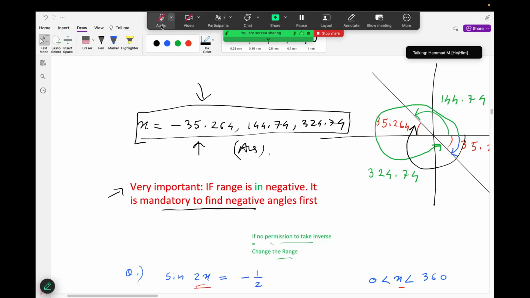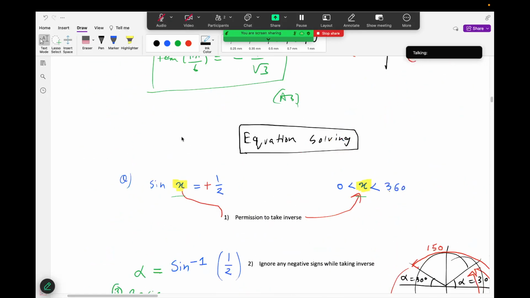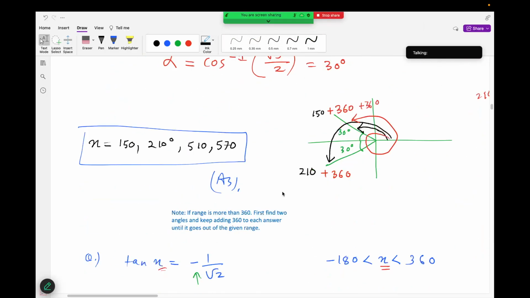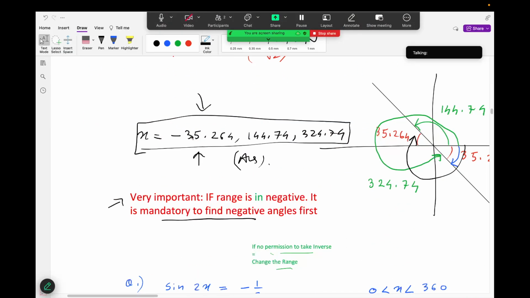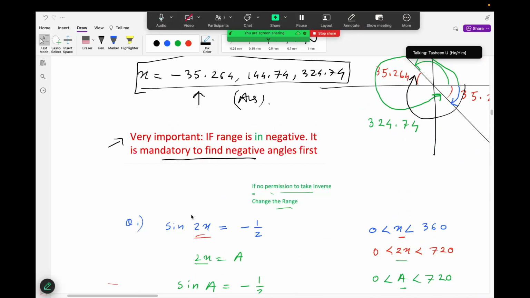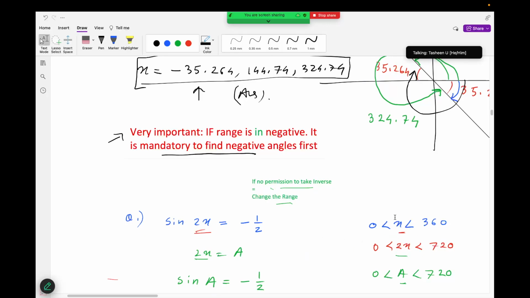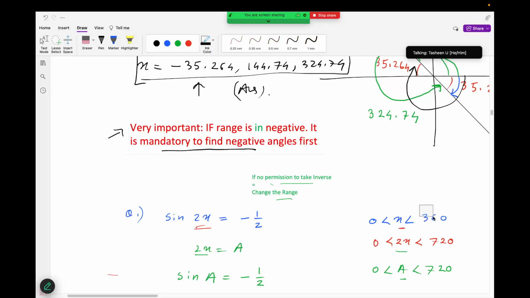Finding out the base angle by inversing. Nope, this is not the first step. Here we don't have the permission to take inverse because this thing is not equal to this thing. So in order to get the permission, you have to change x to 2x. So you multiply the entire range by 2. Multiplying 0 by 2 becomes 0, x by 2 becomes 2x, and 360 by 2 becomes 720.